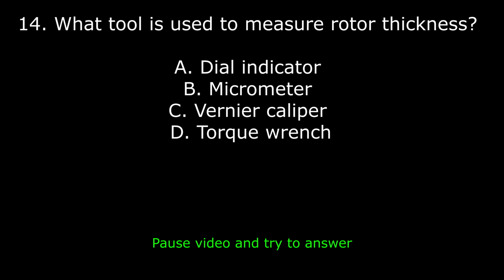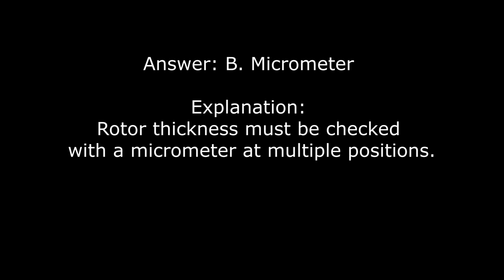14. What tool is used to measure rotor thickness? A. Dial indicator. B. Micrometer. C. Vernier caliper. D. Torque wrench. Answer: B. Micrometer. Explanation.